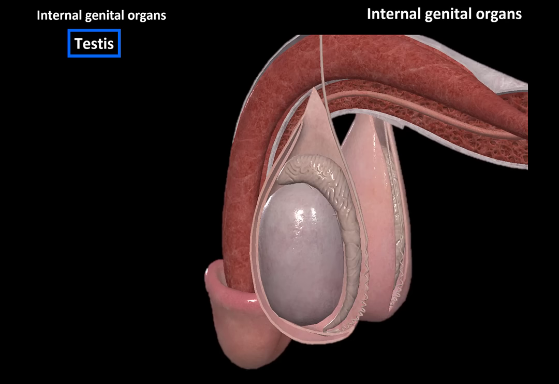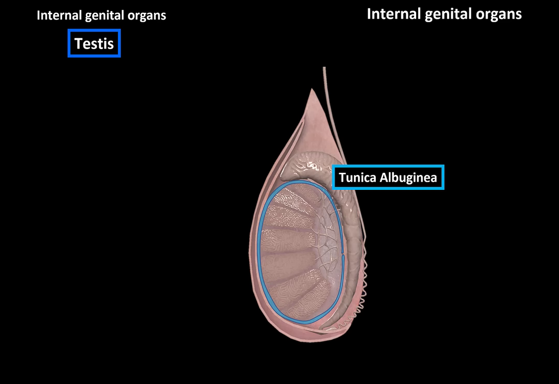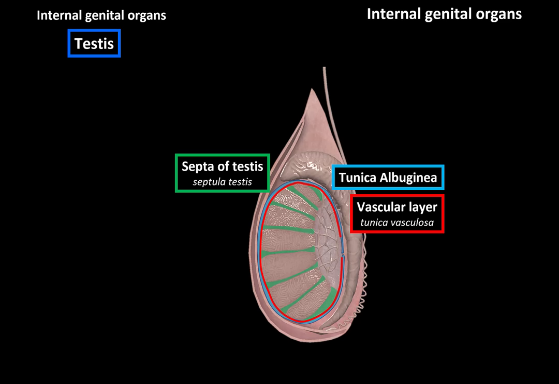And we will start by removing all other structures we're not interested in for now. Now, first off, we need to identify the most external layer, and that is a capsule called the tunica albuginea. Tunica albuginea is a dense membrane of connective tissue covering the testes. And if you remove the lateral wall of the testes, you will see that the tunica albuginea covers the external part of the testes. Right underneath the tunica albuginea, you will find the vascular layer, or tunica vasculosa, containing primarily blood vessels. Within the actual testes, you will find septae of testes.